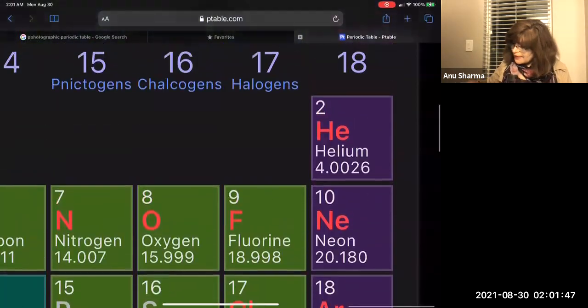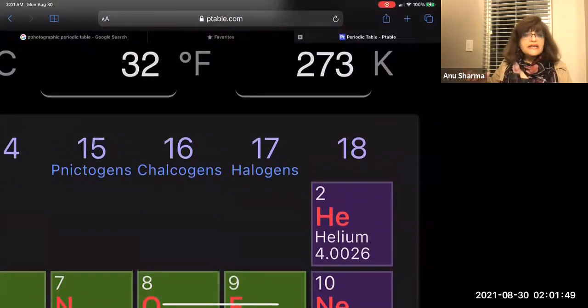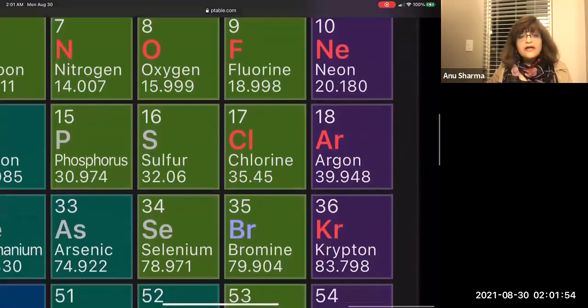Okay, so group 8A, 18 here, but it's actually 8A, is noble gases. 17 is 7A, and these are called halogens.